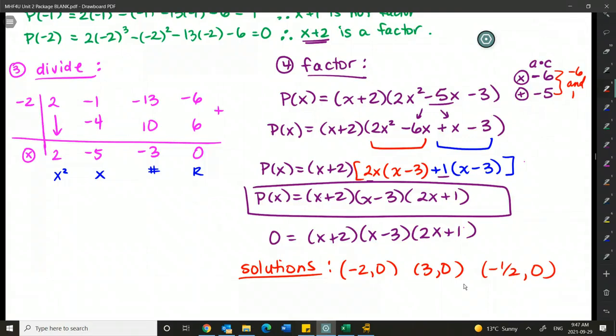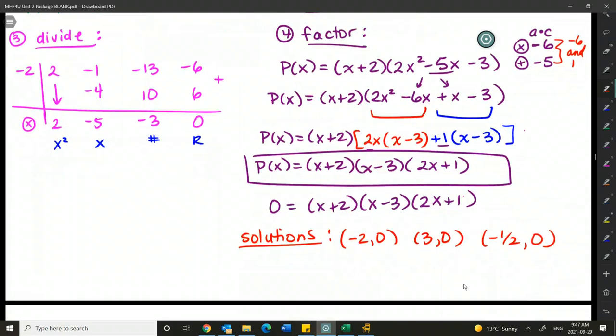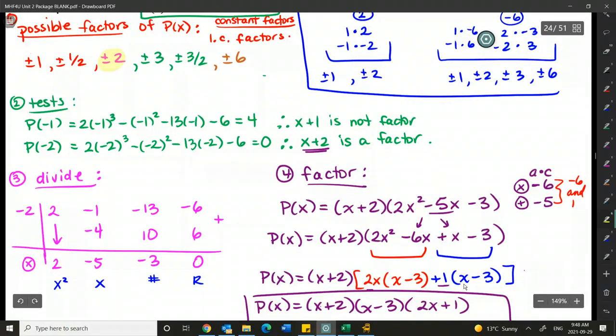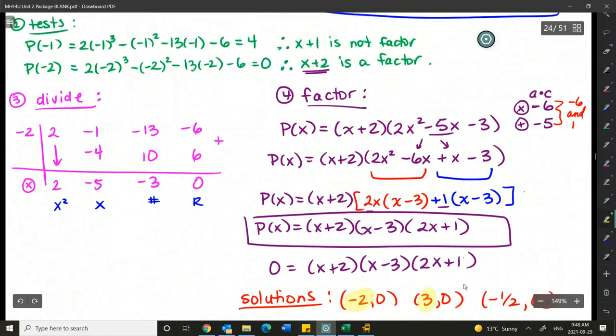If you're not sure, what do? Set it to 0 and isolate. Okay, you'll get -½. Okay, what do you guys notice about all the list of possible factors and the x-intercepts that I ended up getting here? What's the connection? Sam? Every single x-intercept falls on this list somewhere.